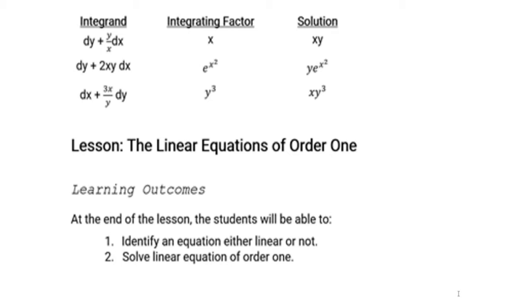From these examples, we have two prime questions. First, how to determine these integrating factors. Second, can all integrands be converted into an exact one? For the second question, the answer is no. Not all integrands can be converted. Nevertheless, one of the integrands that is convertible is a part of the linear equations of order 1. And this is our lesson today.